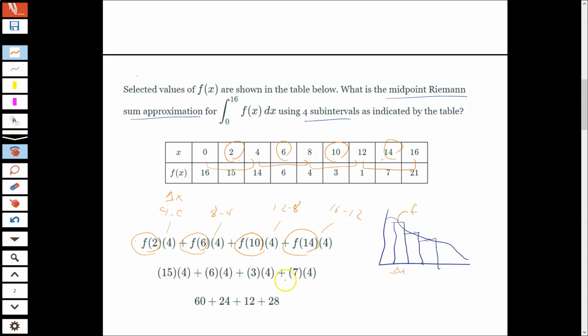And then I simplify all of this and add them up. I get 124 as my approximation, and that's my approximation for this integral. I don't have to worry about whether it's an over or underestimate because we don't have precise knowledge of how that works with midpoint Riemann sums.